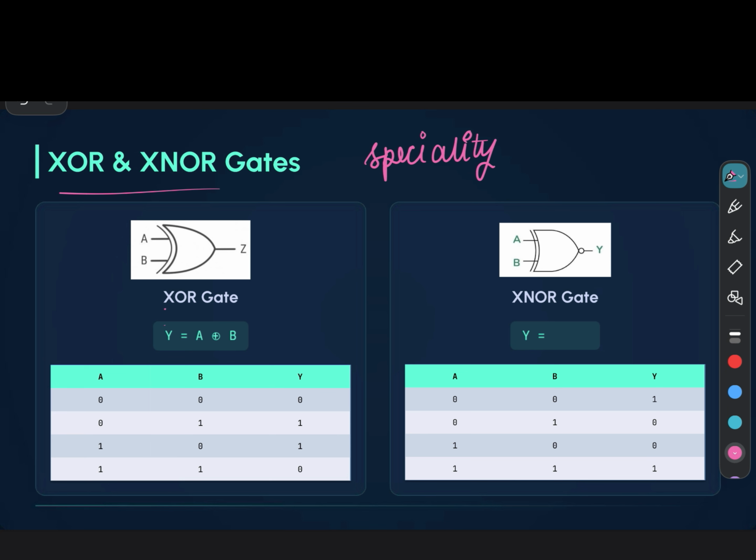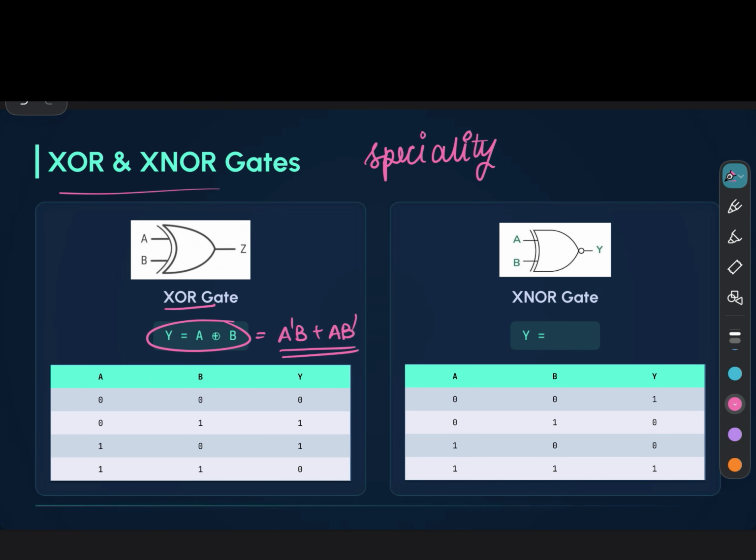The XOR gate, which is the exclusive OR gate, is represented like this. It's A plus with a circle around it, B. Now how you can also represent that is A complement B plus A B complement. This, you have to remember this. It's very, very important that you remember that expression.